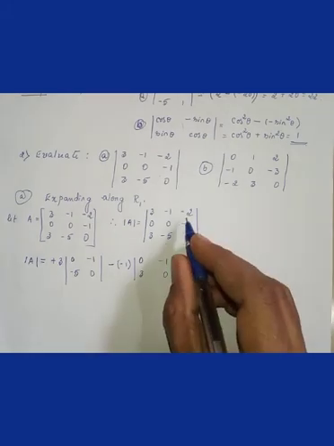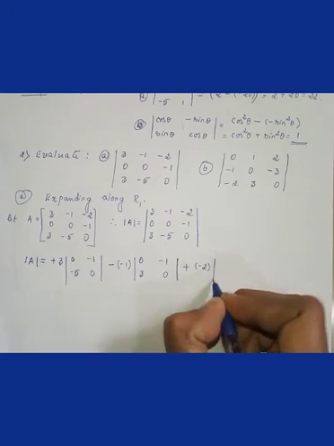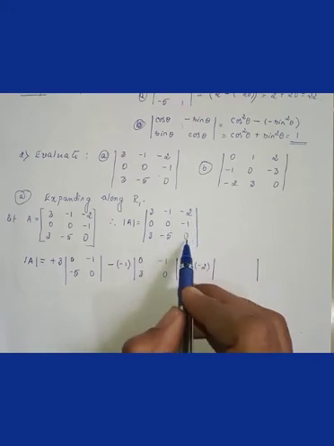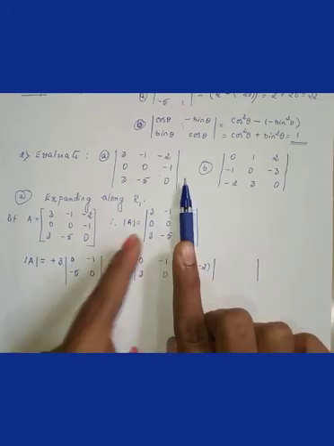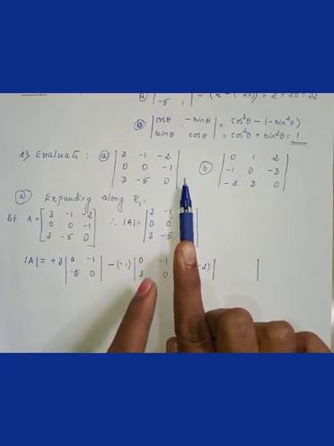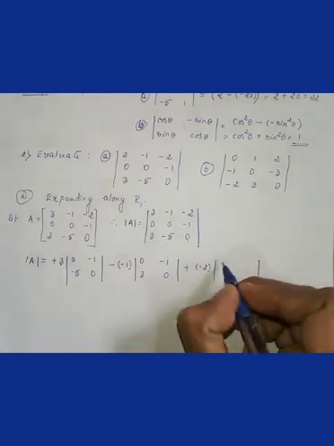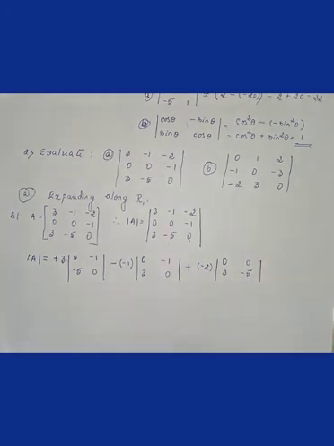Plus this entry minus 2 into the determinant of, delete the first row and third column. So that is 0, 0, 3, minus 5.